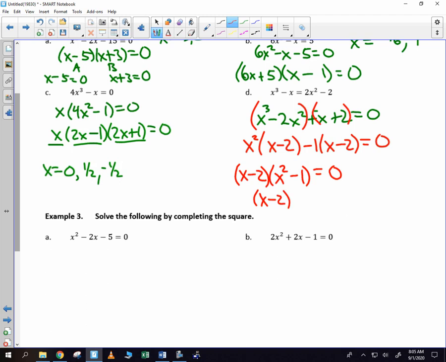x minus 2 times x minus 1 times x plus 1. So your solutions are negative 1, positive 1, and 2. 3 solutions.